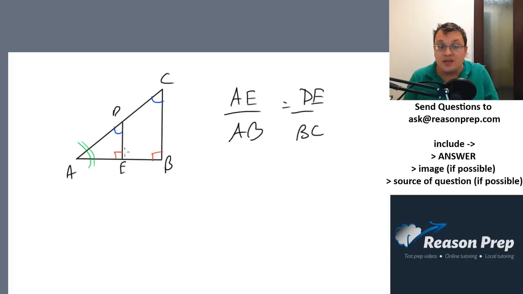So like BE is across from the green, but it's also in between blue and red. It just depends on how you like looking at it. I like doing it across from the angles. It's usually easier to follow.